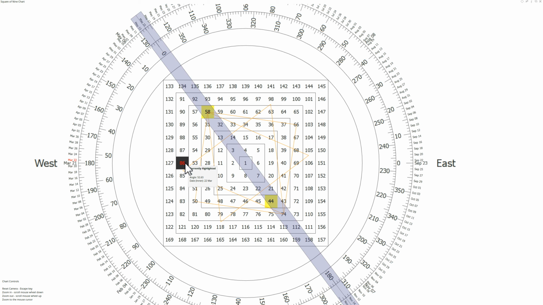But don't ignore the dynamic square of 9 because you can measure degrees from highs and from lows, and they often give you exact support or resistance.